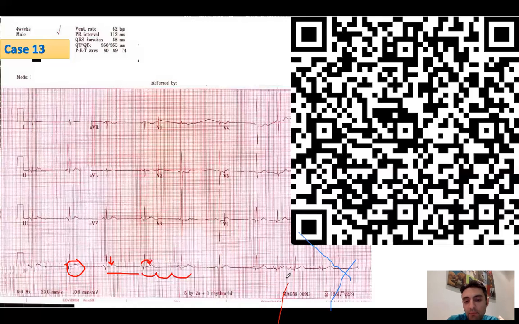Sometimes they conduct, and then the baby becomes tachycardic. If they block, the baby becomes bradycardic. Why bradycardic? Because the premature P wave inhibits the sinus activity. The sinus node gets inhibited if there's an extra beat.